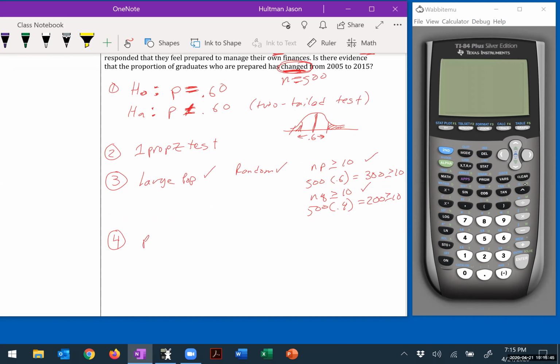I want to find my p-value. My p-value is equal to what? I'm going to go to the calculator. I'm going to go stats, test, 1 prop z test. I'm going to plug in my null hypothesis value of 0.6. X is the number of successes in my sample.